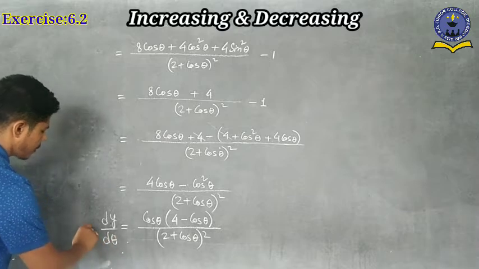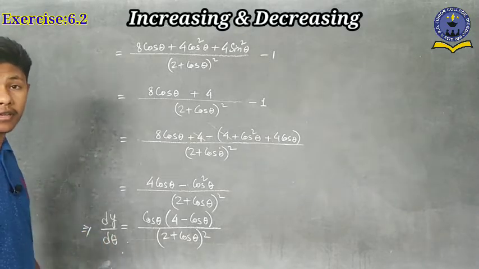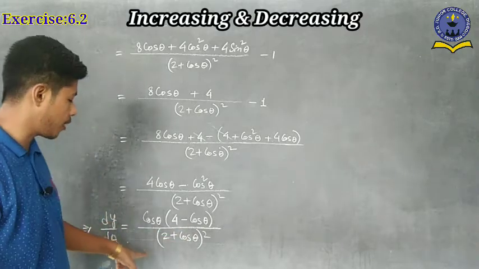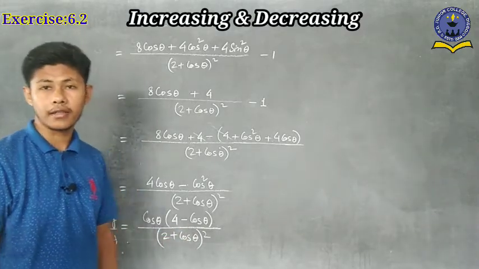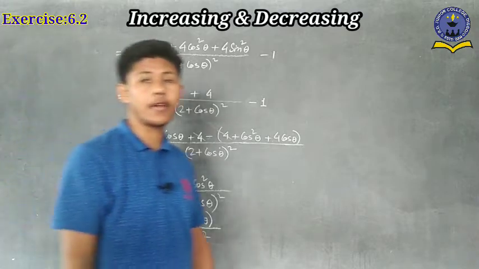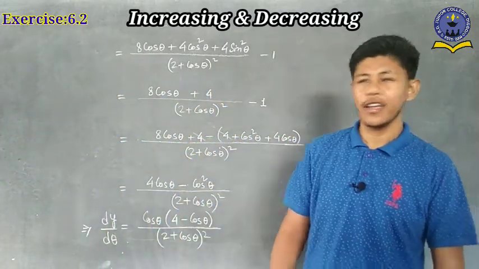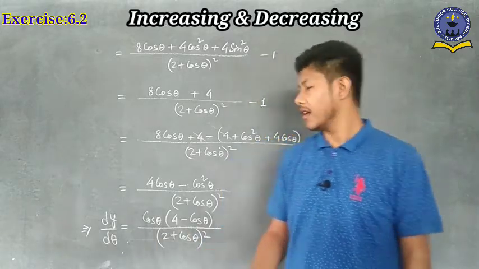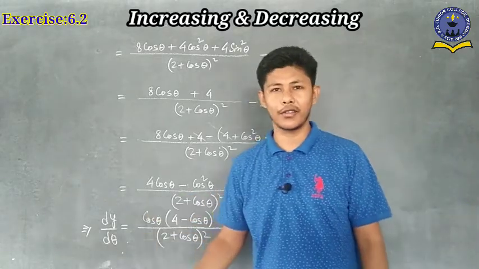So after differentiating with respect to theta, the dy d theta value we get is cos theta into 4 minus cos theta divided by 2 plus cos theta whole square. Is it clear? Now after finding dy d theta, next we have to find the value of theta. And how can we find the value of theta? We have to consider dy d theta equals 0.